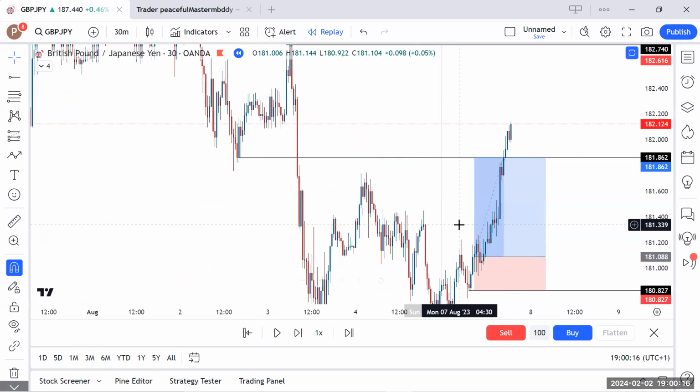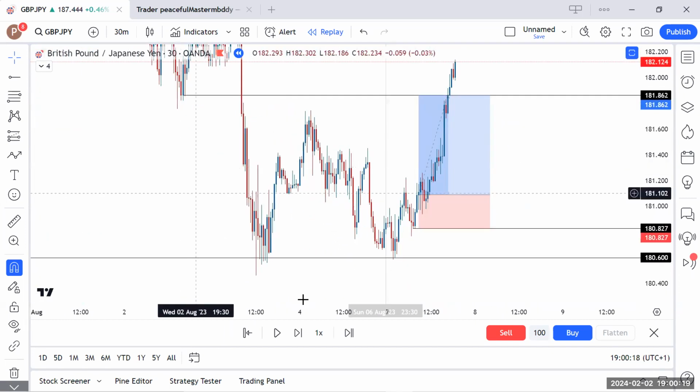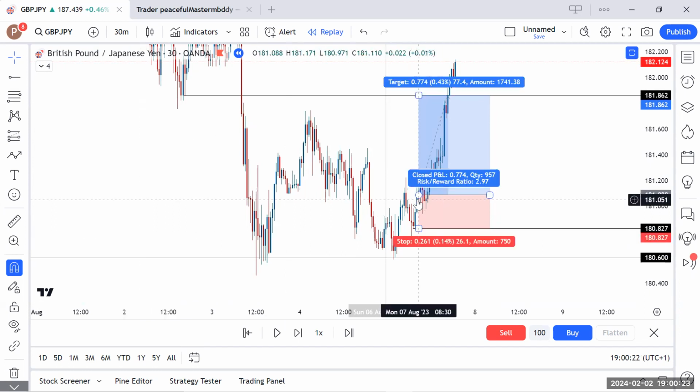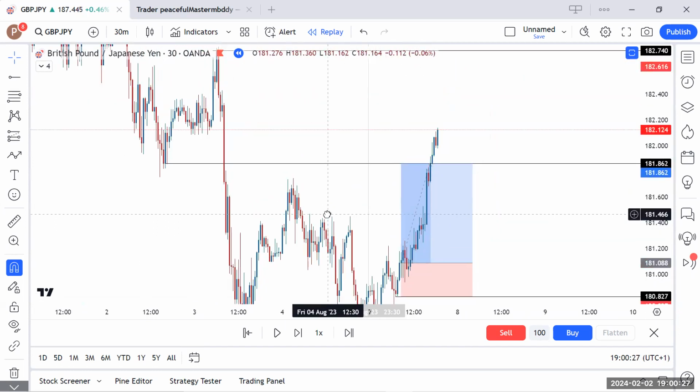Yeah, so that was the trade that was taken on the 7th of August. It was taken during the London session. So yeah, that's GG, guys.